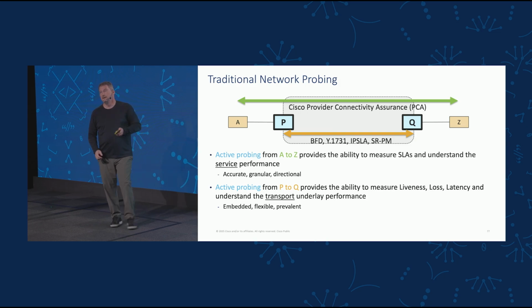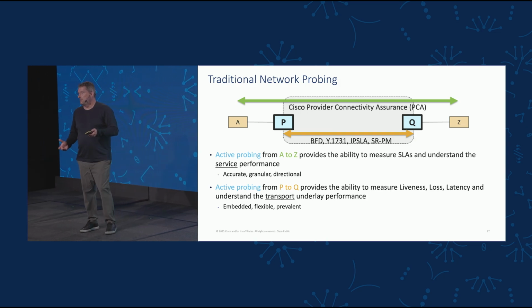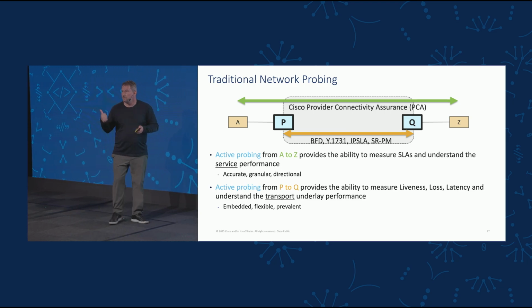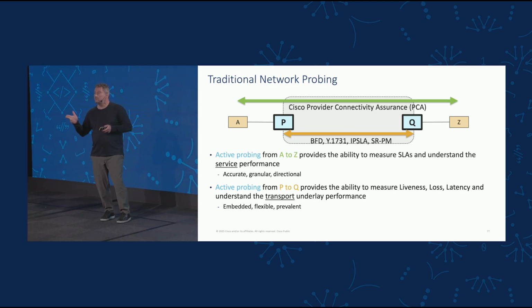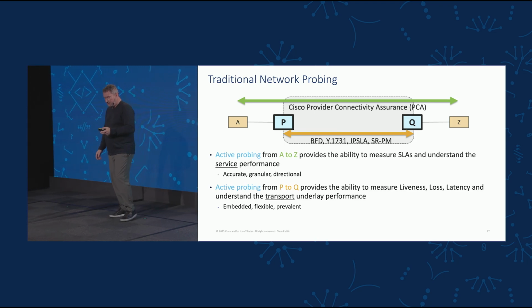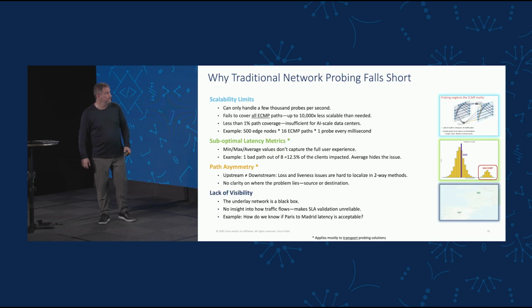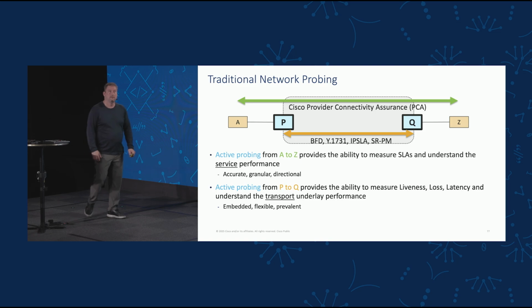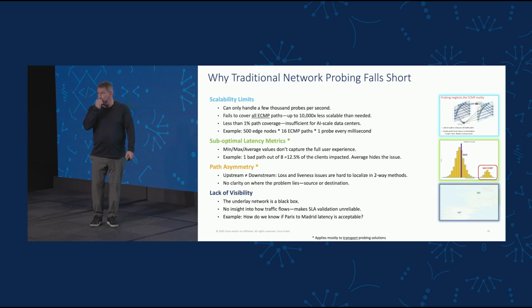It's embedded into the network. It doesn't cost you anything. It's in the router. It is flexible. It can do links. It can do policies. It can do SID lists. It can do endpoint inside of a VRF, all of this. And it's pretty prevalent in terms of technology. Now, this is good, but can it be great, right?